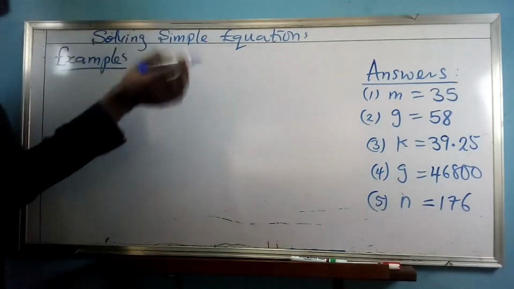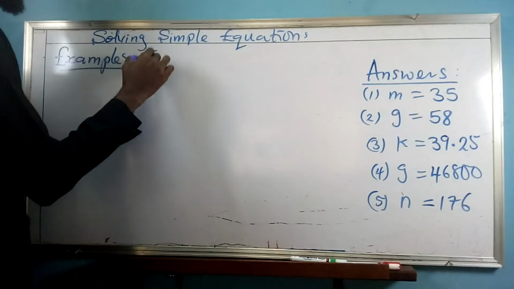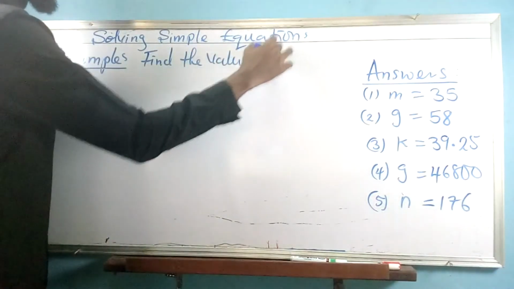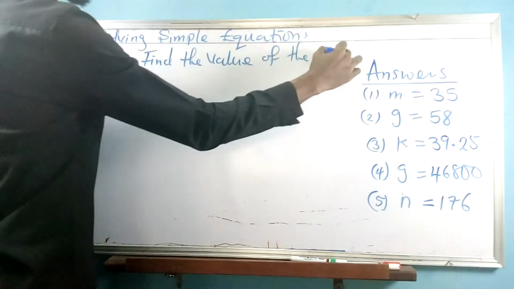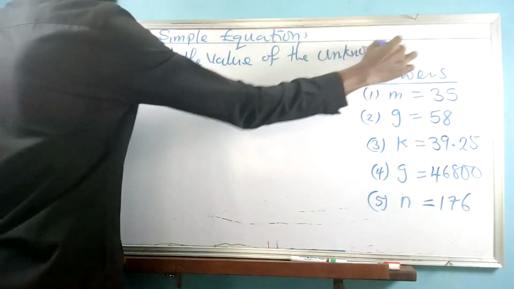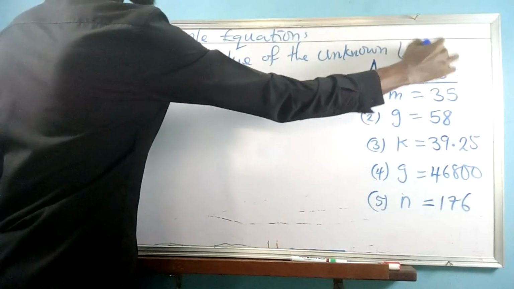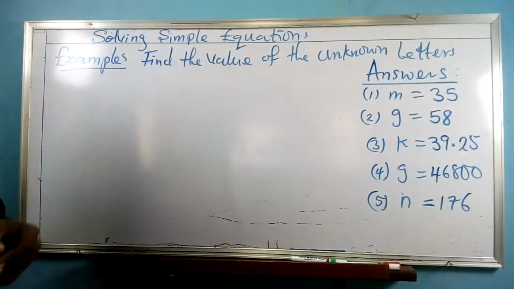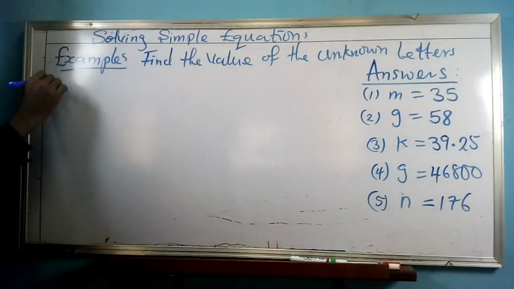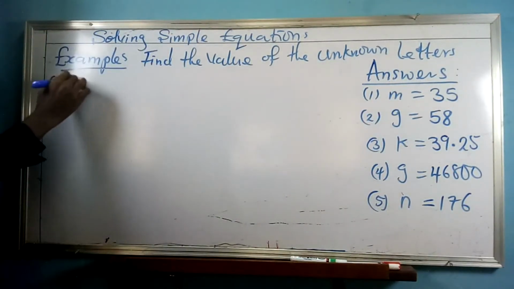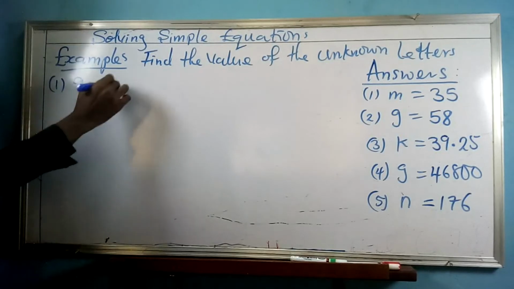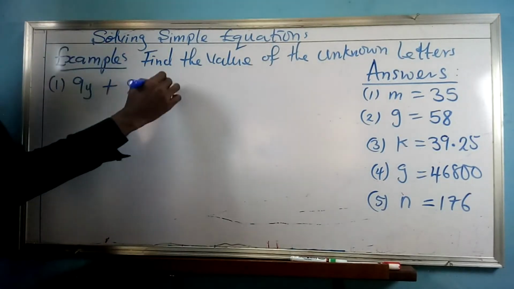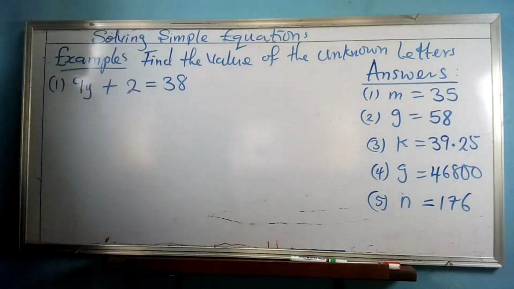Solve the following, or find the value of the unknown letters. Let's put it like that. Find the value of the unknown letters. We don't know that letter, so we want to find the value of them. Okay, let's look at the question. Let me see. If we have number 1, 9y plus 2 equals 38.